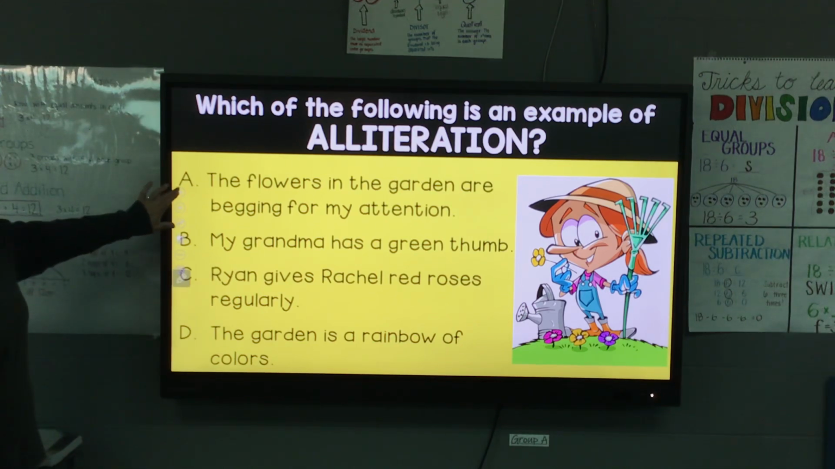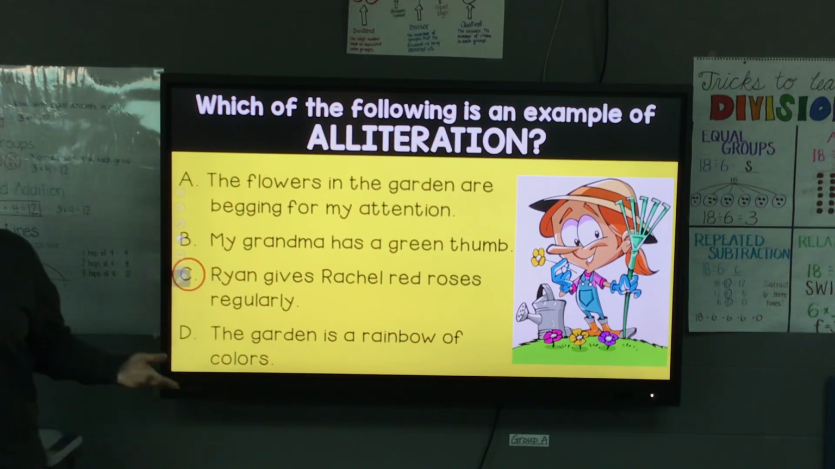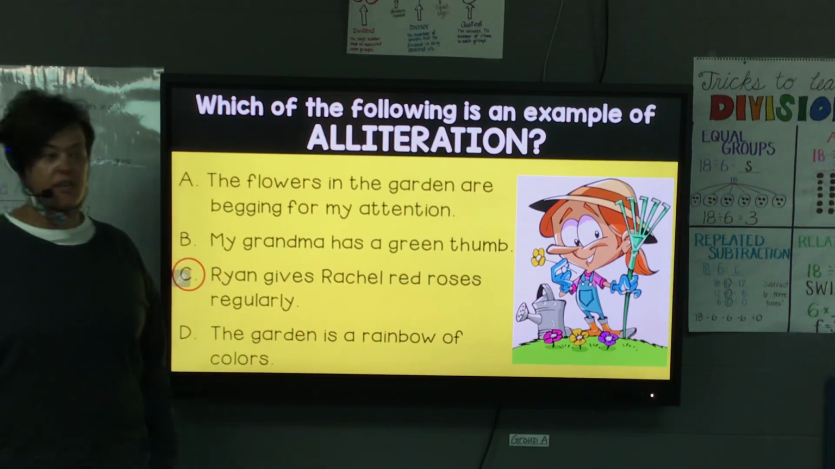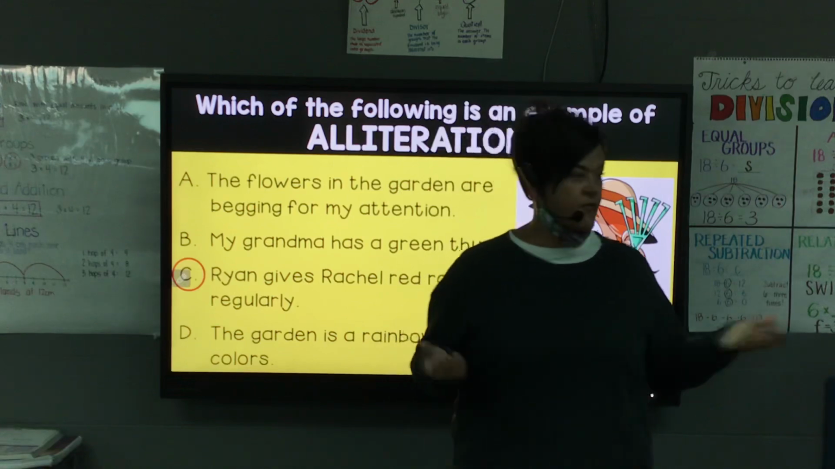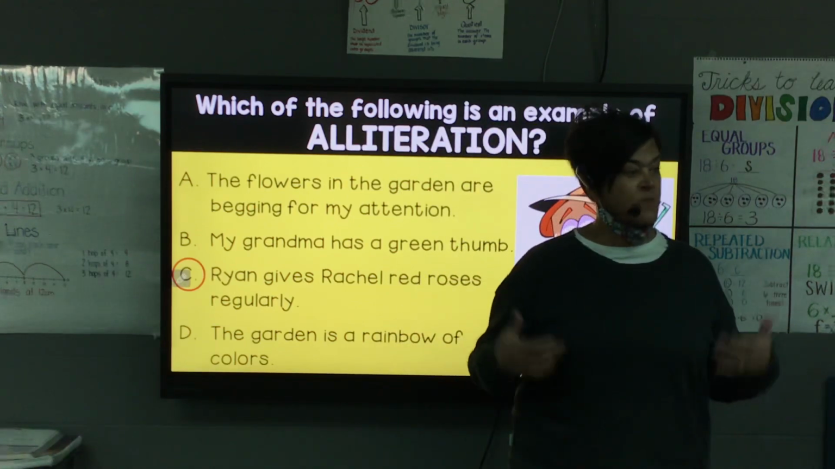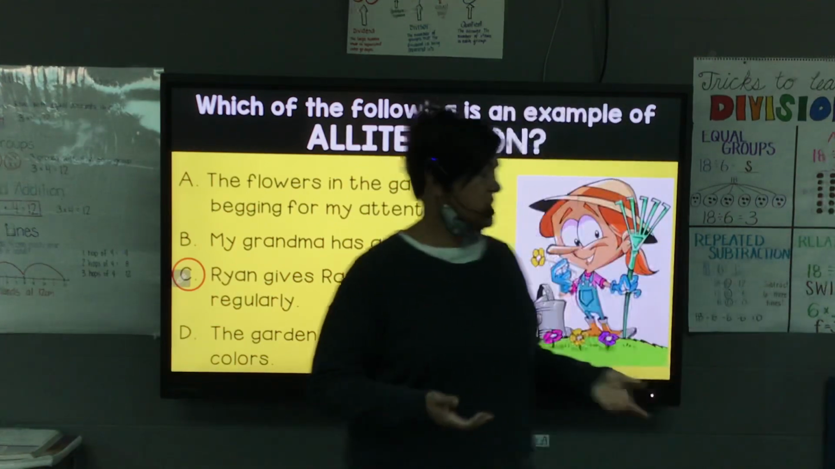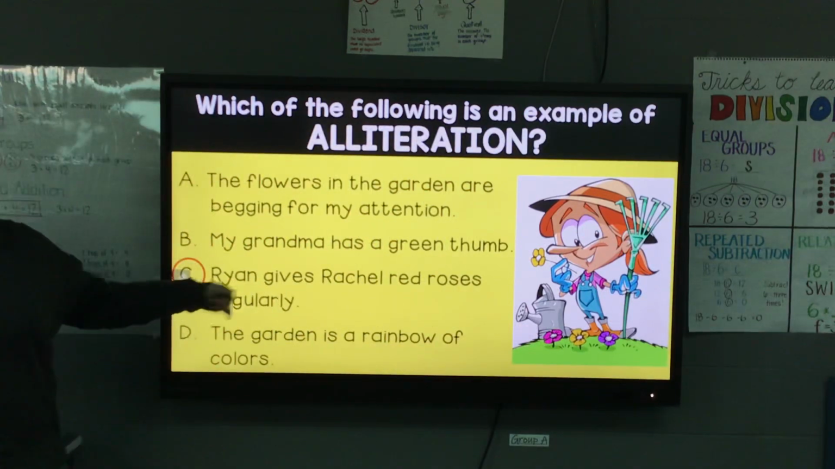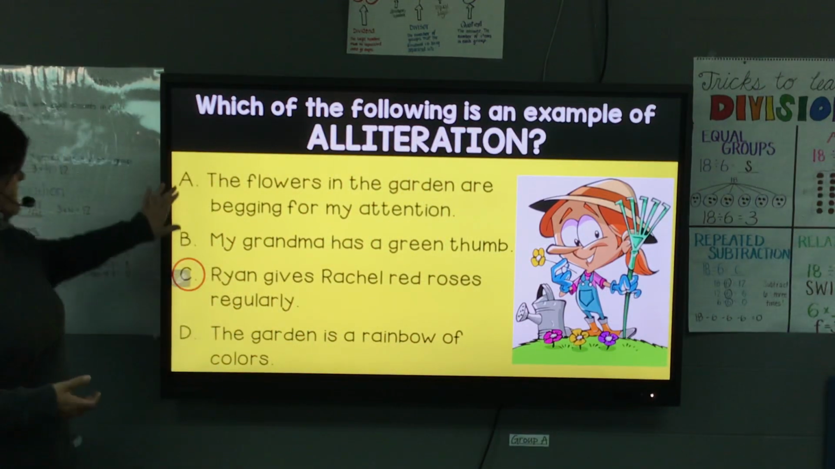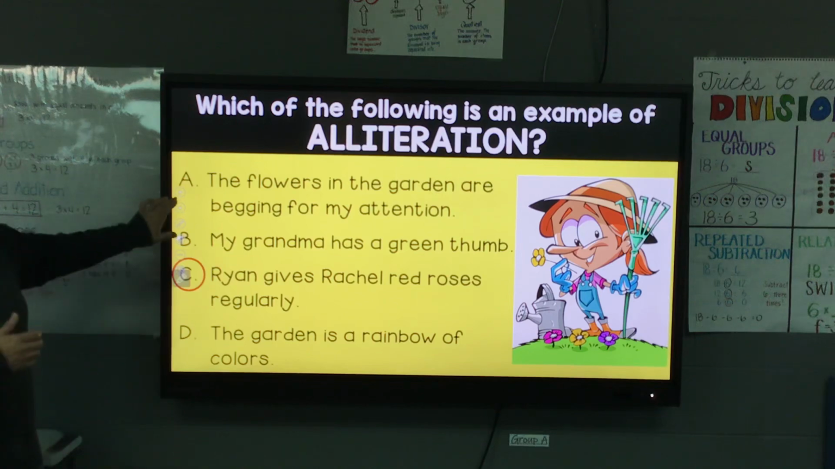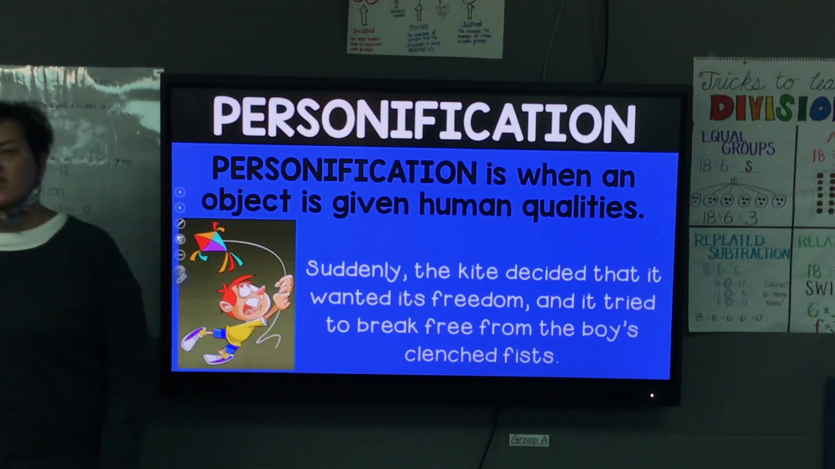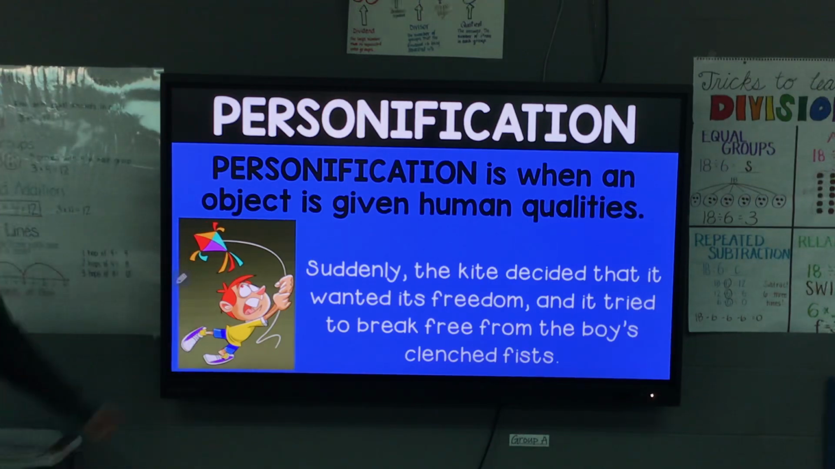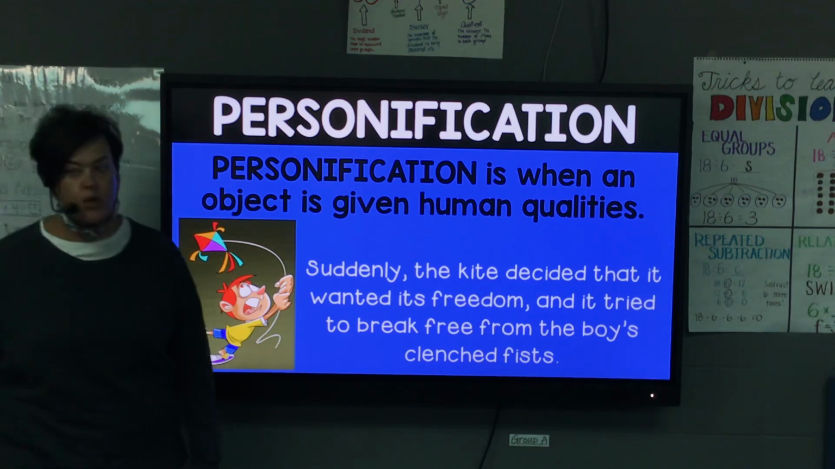All right, so you think C. Were you correct for alliteration? Yeah. So alliteration is when a lot of the words start with the same sound. So in this case, it was a lot of R's. Okay, personification. Personification is when an object is given human qualities.